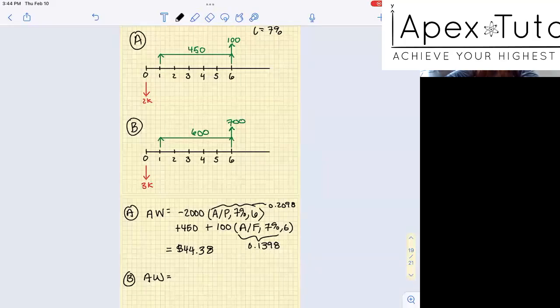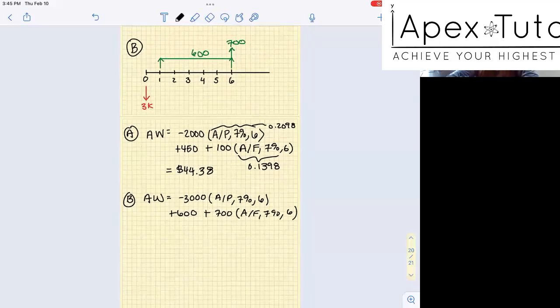So for B, what should we do? AW equals negative 3,000 times A over P, 7% at 6 years. Okay. And then plus 600. And then plus 700 A over F, 7% 6 years. Why does the 600 not get multiplied by anything? It is also already an annual value. Very good. We want an A. It's already an A. What do you get when you plug it all in?